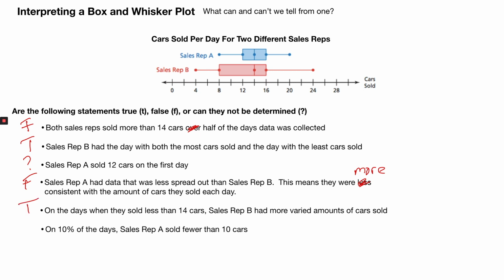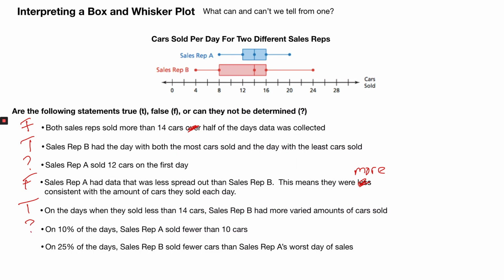On 10% of the days, sales rep A sold fewer than 10 cars. Now, since it's quartiles, median, quartile, we only know the 25% marks. So if there's any question about 10% or not a 25, 50%, we don't know for certain if that's true. Even though it looks like about 10, we could guess maybe it's around there, but we don't know that for certain, so that's going to be an unknown.